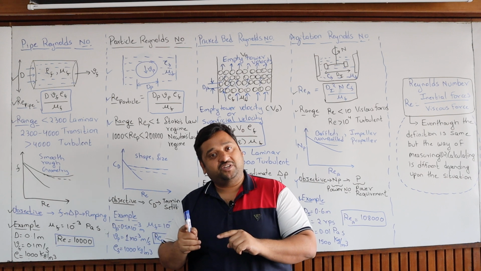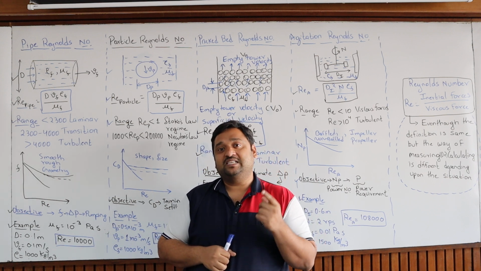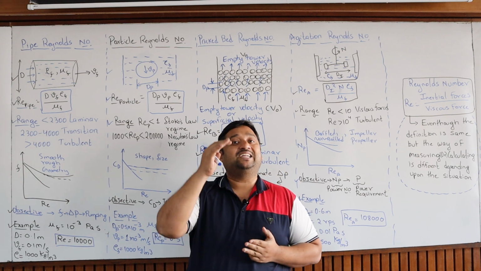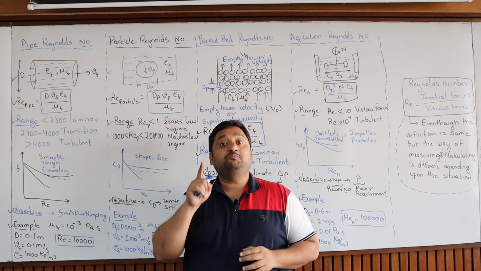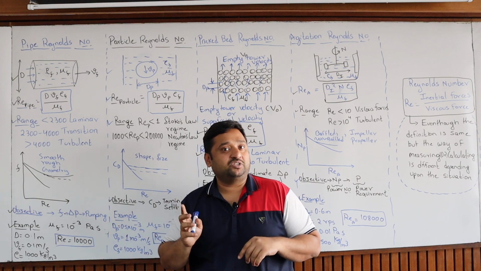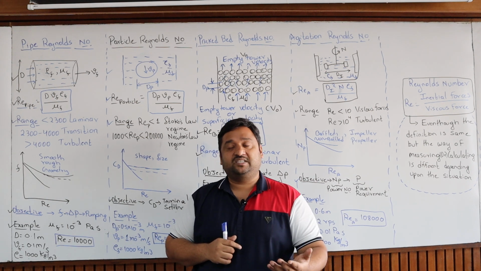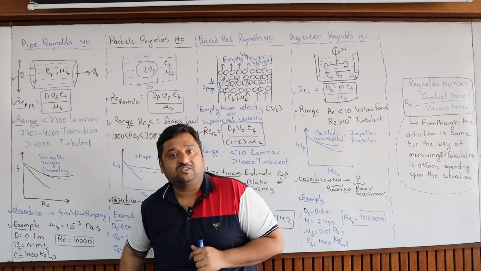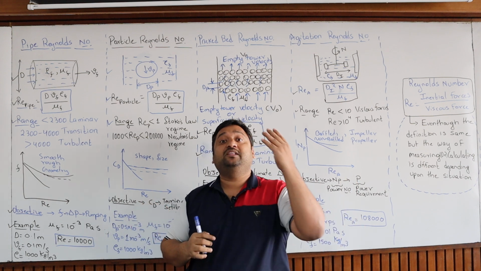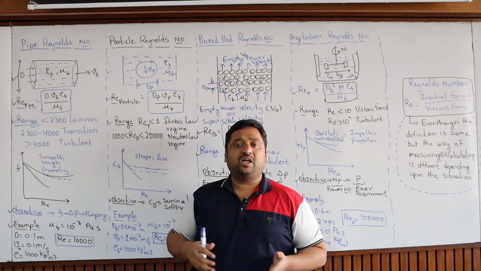So for every situation we are going to see 4 things. One is the situation, second is the formula to use, third is its range, and fourth is the objective. That is, why we are measuring the Reynolds number for that particular situation, with a small example also. So let us go to the first case, called the pipe Reynolds number. You have to estimate this kind of Reynolds number when flow is happening through a conduit, such as a pipe or rectangular conduits or anything.